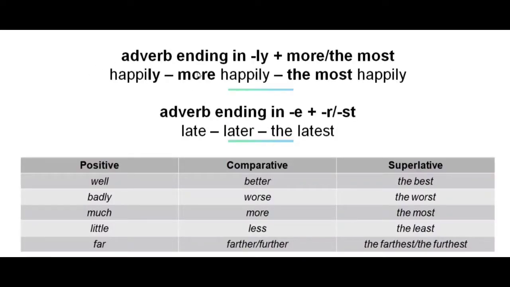Now when adverbs end in ly, we add more or the most to form the comparative or the superlative form. For example, happily, more happily, the most happily. And when adverbs end in e, we add r or st. For example, late, later, the latest. Now the comparative form of the adverb well is better. The superlative, the best.